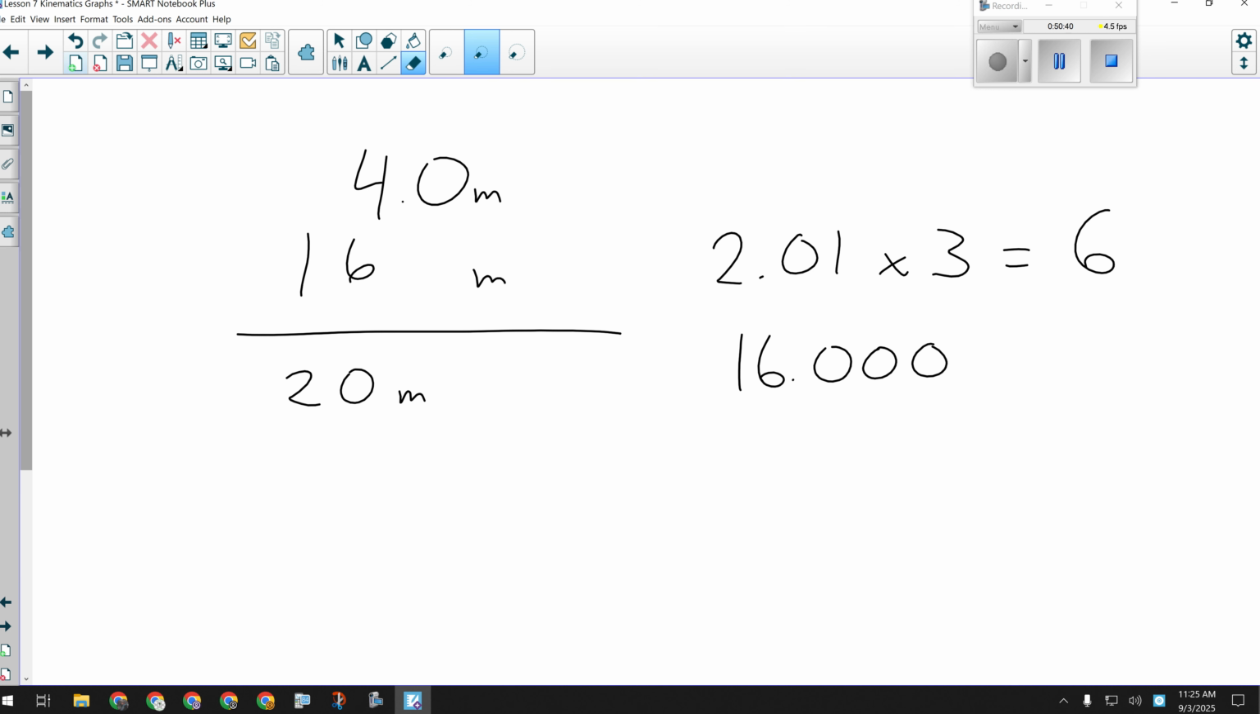Would I bother to write those zeros if I didn't measure them? Why would I? I don't want to write zeros for the fun of it. It takes extra time. I wouldn't write this number as 16.000 unless I was sure all those zeros were actually there. So these numbers, trailing zeros, are significant.